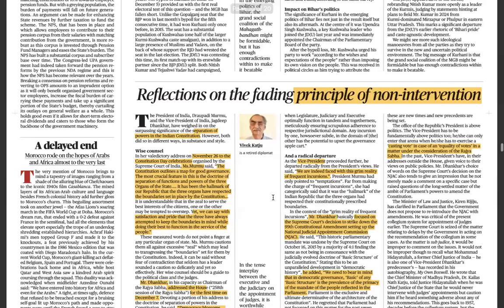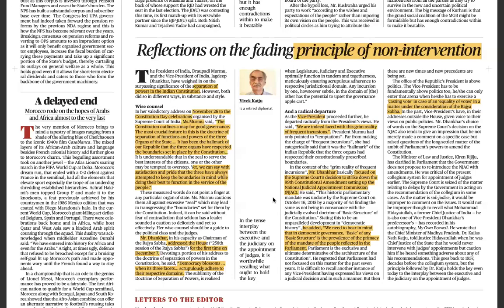So, from the editorial section, this article is talking about the separation of powers in the Constitution, basically the principle of non-intervention. So, separation of powers between three organs, that is, the legislature, executive, and the judiciary. Here it is basically providing the point of view of our honorable President and Vice President.